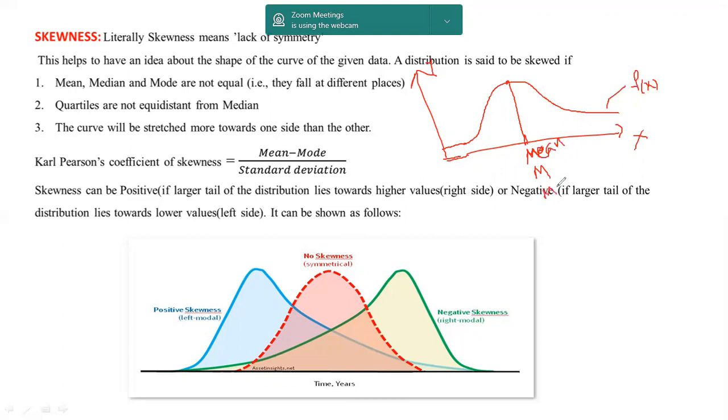When these three measures are equal, then we say that the distribution is symmetric. So when the distribution is symmetric, we also call it no skewness. So it is symmetrical, and no skewness is there.